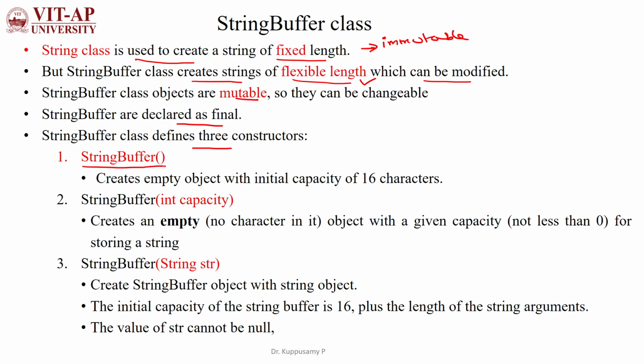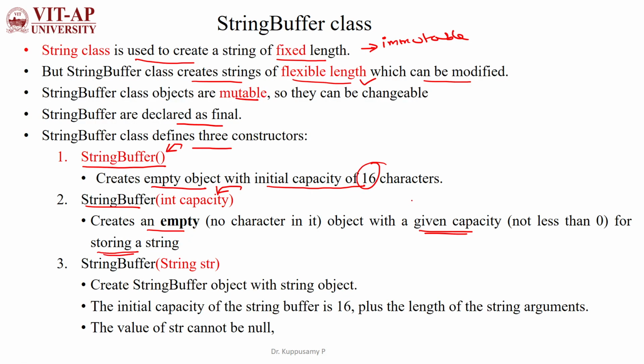The first one is StringBuffer without arguments. Here it will create an empty object with the initial capacity of 16 characters. And the second constructor is StringBuffer with the capacity passed for the object we are going to create. Here it creates an empty object with the given capacity, not less than 0. So that capacity will be assigned to that particular variable to store the string.